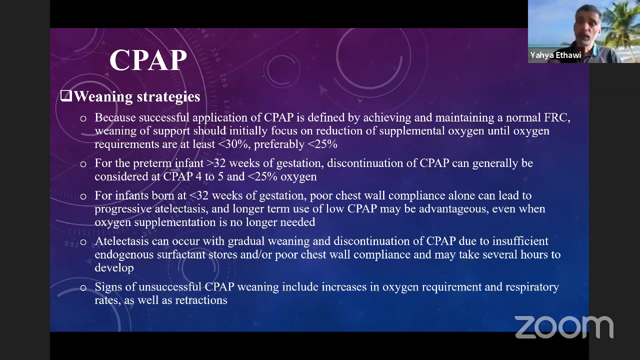How to wean? I go down on FiO2 first. I love to wean when it's less than 25%, but it's okay to wean when it's less than 30%. I usually continue CPAP until I reach 5. Some people go down to 4 until they discontinue CPAP.